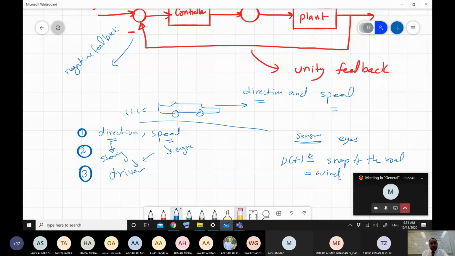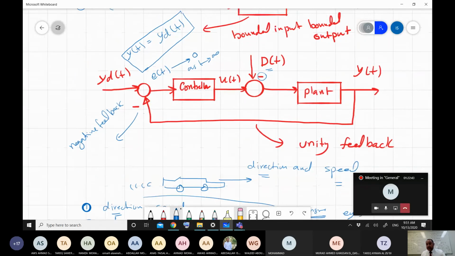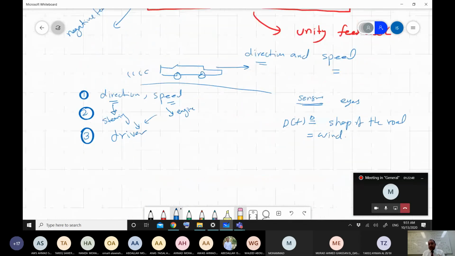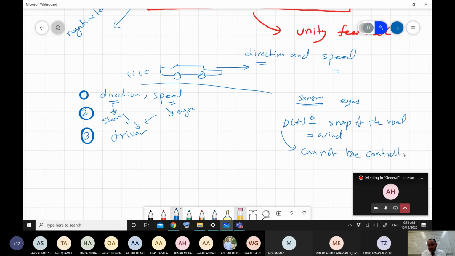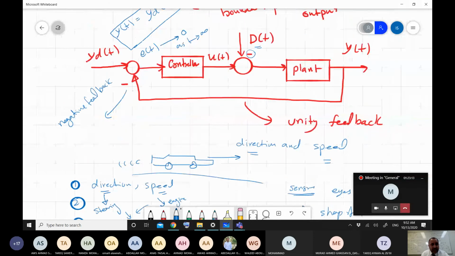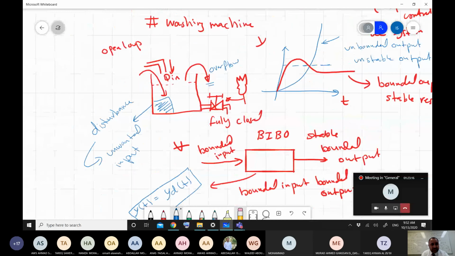So that's why, if you notice here, I said that the disturbance is an input, but this input is unwanted. Why unwanted? Because I don't know the magnitude or the level of this signal, or simply the disturbance cannot be controlled. Can you control the wind? No. So that's why we call it disturbance.